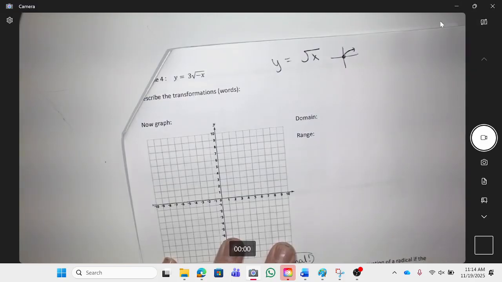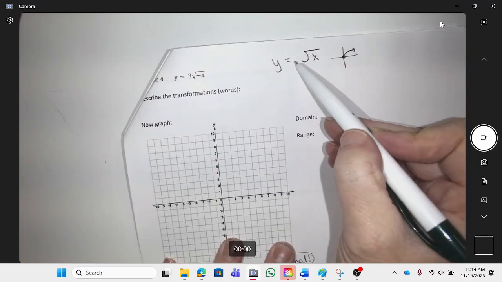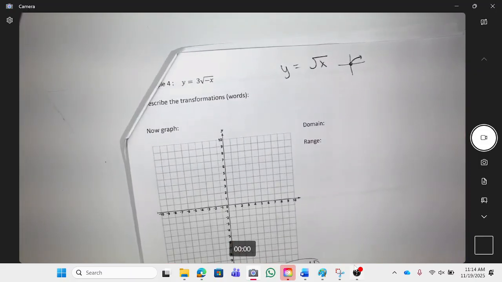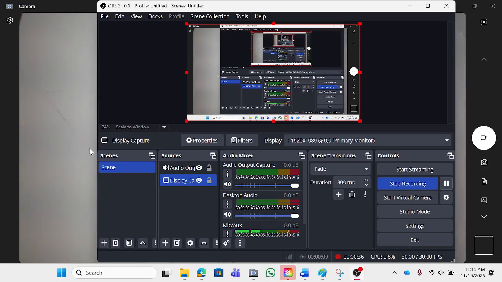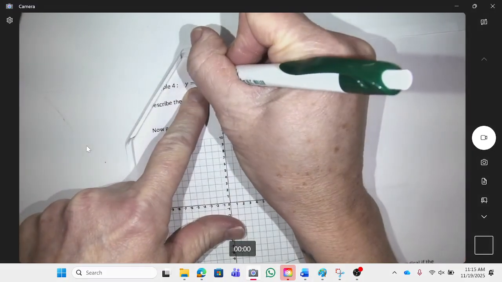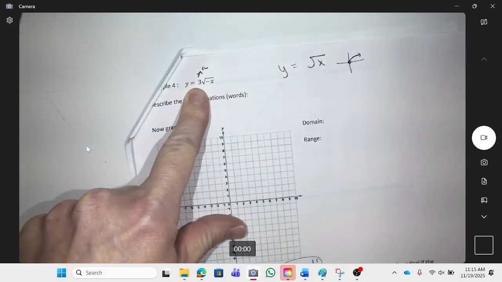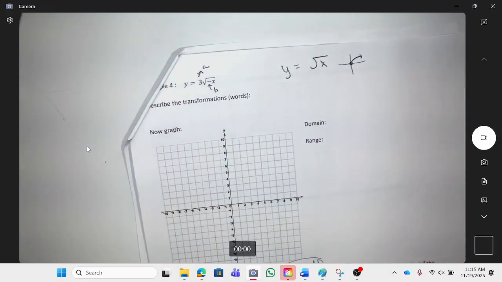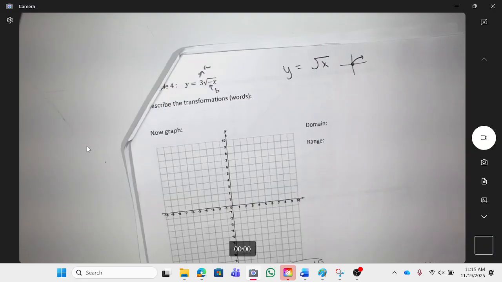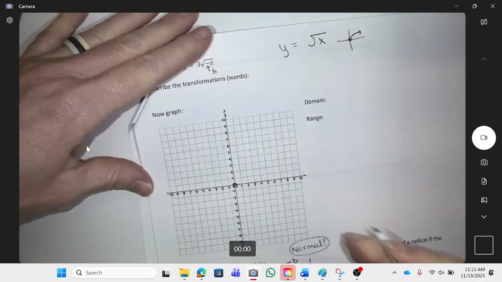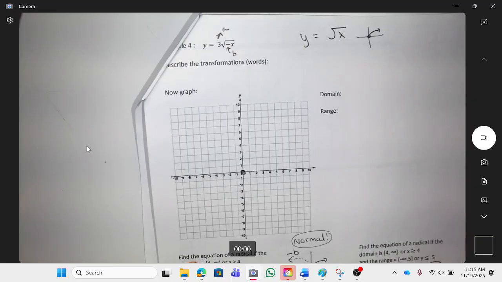Now, we have to think about our ABCD. So A's have to go in front of the function, in front of the radical, and B's always go in front of the x. Okay, so I'm going to call the 3 A, right? And this negative is in the B spot. Okay, so I have nothing doing C and D. So I'm already going to just put my starter 0, 0. Okay, so nothing changed that starter.